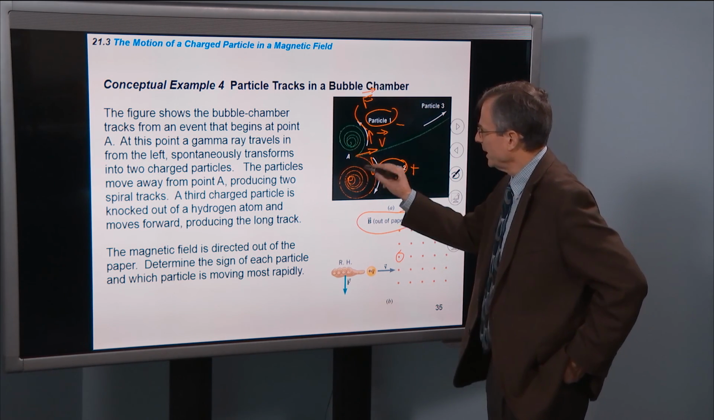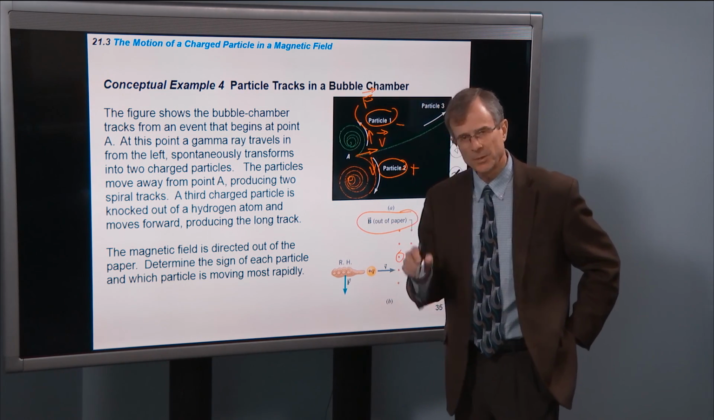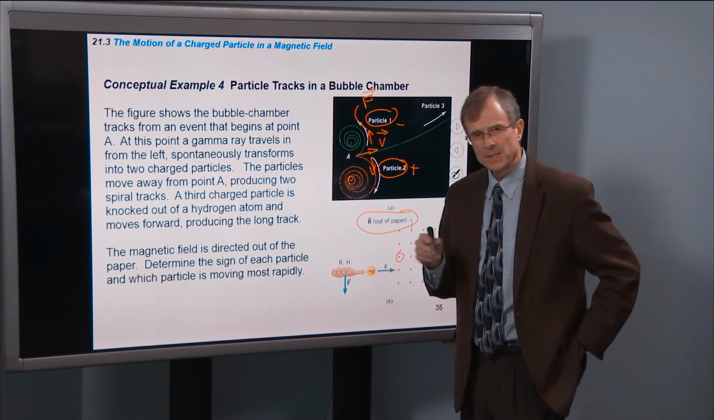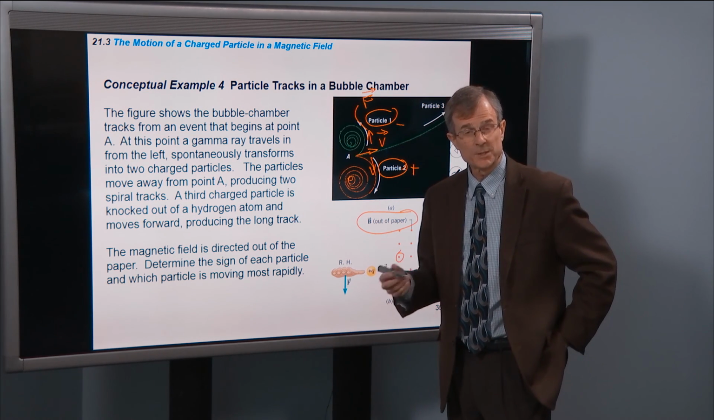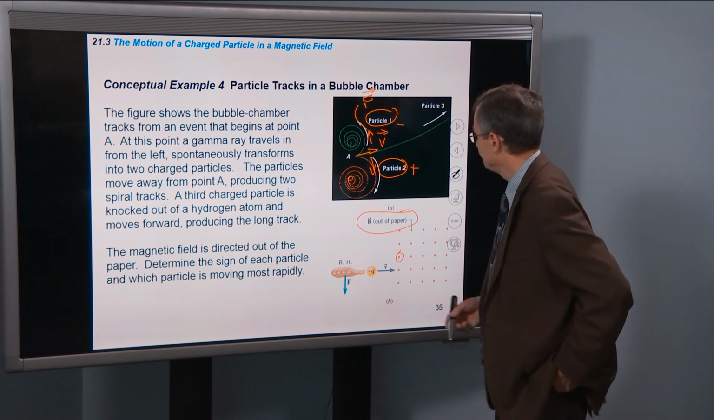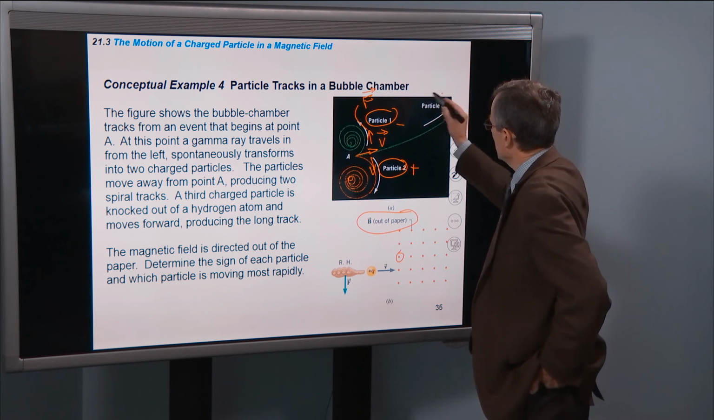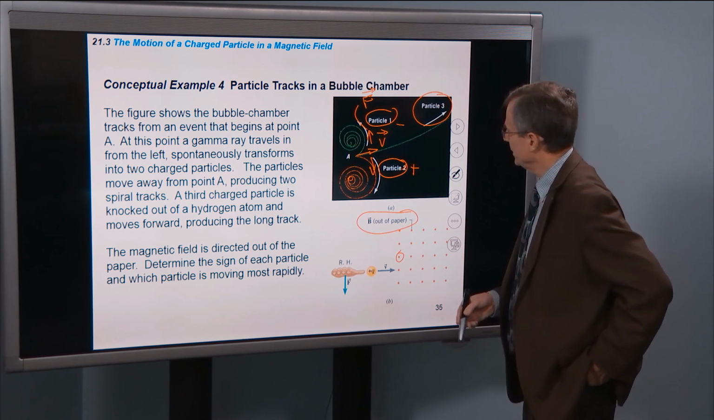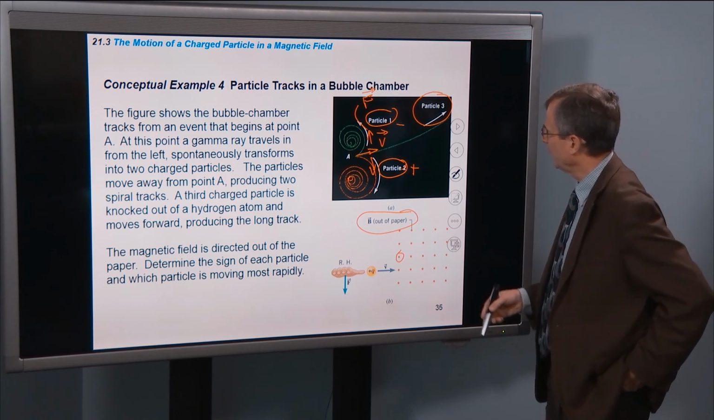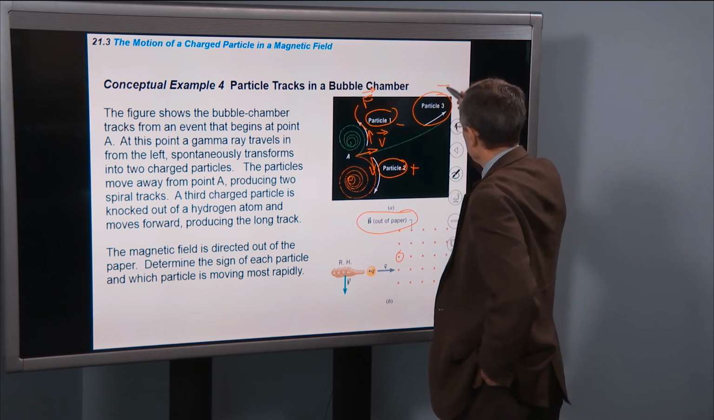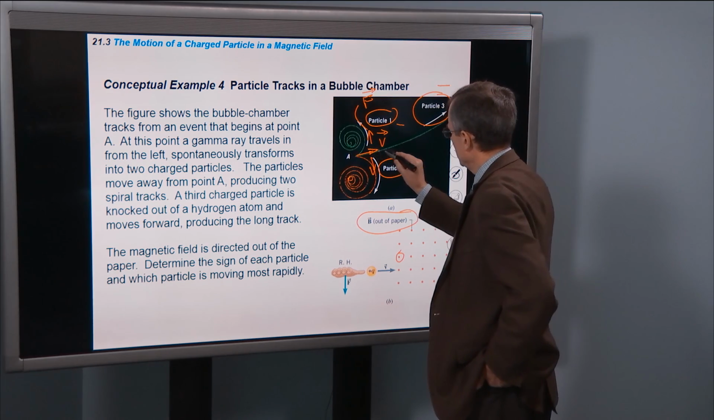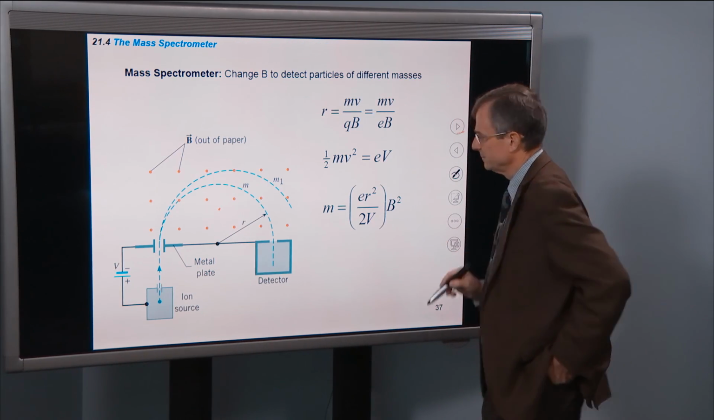Why do they spiral in like this? It's because they're losing energy. So they're losing speed, and as they lose speed, the radius of their orbit gets smaller and smaller, and they spiral in. Now let's talk about, assuming that particle 1 and particle 3 both must be negatively charged, here's the direction of the velocity.